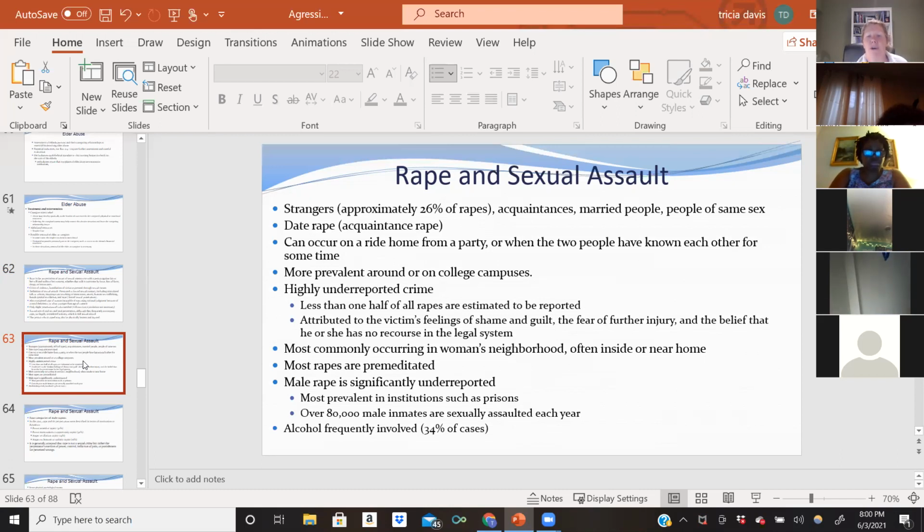It can occur on a ride home from a party or when two people have known each other for some time. So it doesn't have to be someone that you just met and it was like a blind date. More often than not, they do know the person who does it. We do see that this issue is more prevalent on college campuses, and rape is a highly underreported crime for a lot of obvious reasons. Studies show that less than 1/2 of all rapes are reported.